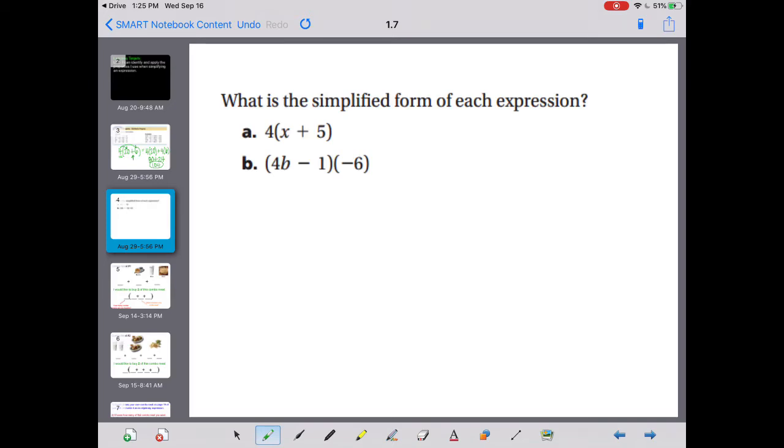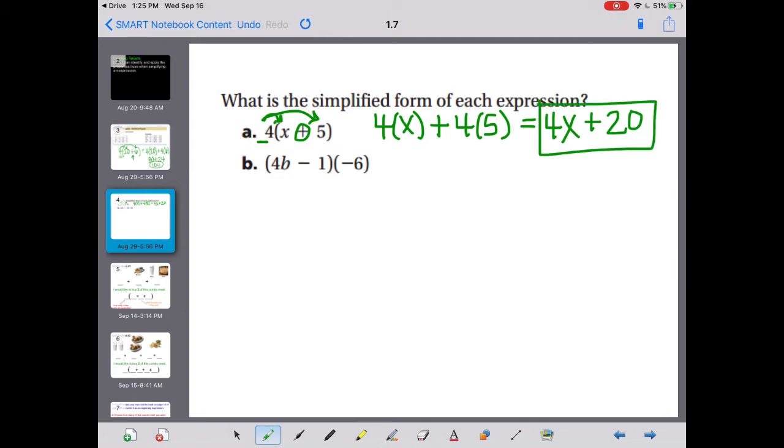All right, let's try it with a mixture of numbers and variables, which is what you're going to see the most. Okay, so this 4 needs to get shared with the x. So I'm going to have 4 times x. Then we have a plus. Now we share the 4 with the 5. So 4 times 5. Okay, well 4 times x just leaves me with 4x since we don't know what x stands for. Plus 4 times 5 is actually 20. At this point I don't have anything else that I can combine, and that's my final answer.